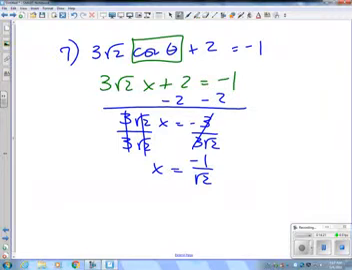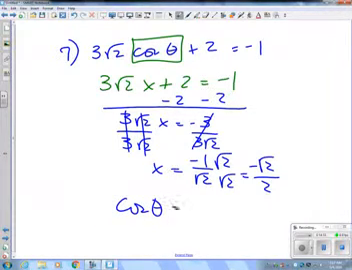But I can't leave it like that. That doesn't look like anything on the unit circle. So I rationalize. Now I've got to put back my trig and look it up on the unit circle.